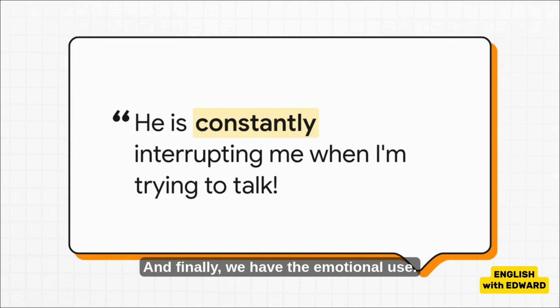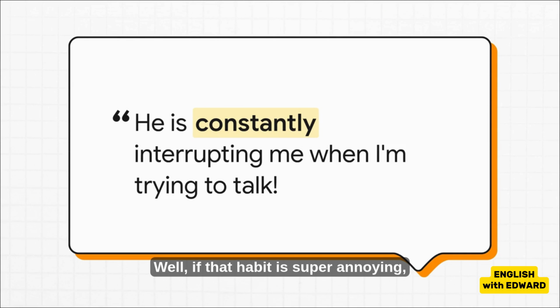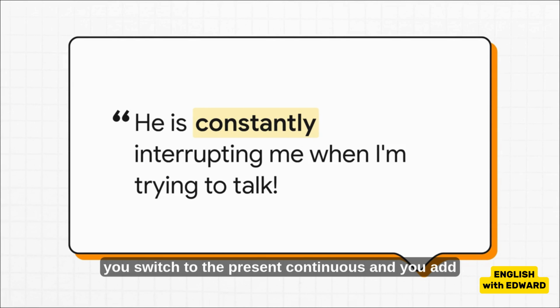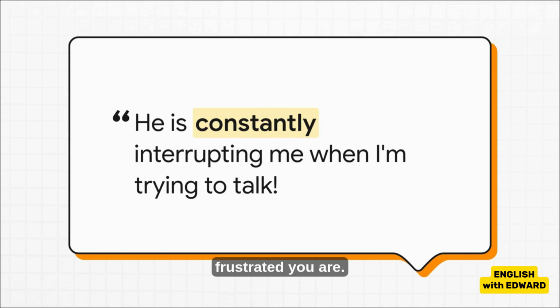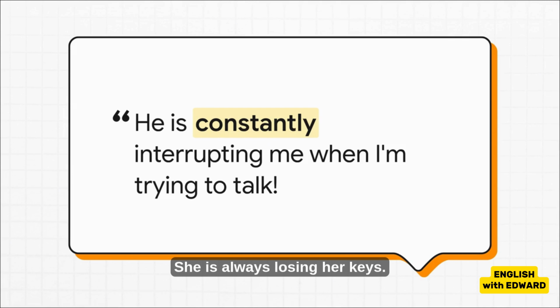And finally, we have the emotional use. You know how we usually use the simple present to talk about habits? Well, if that habit is super annoying, you switch to the present continuous and you add words like "always" or "constantly" to show just how frustrated you are. It injects that negative emotion right into the sentence. "She is always losing her keys." You can just feel the irritation in that, can't you?